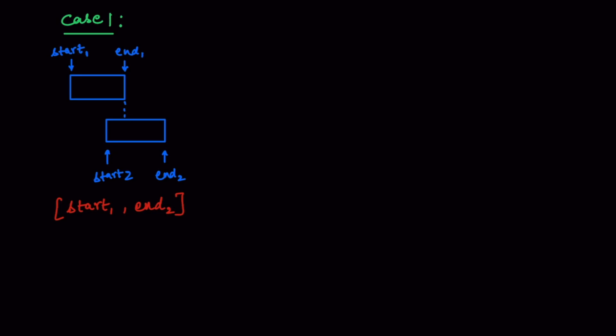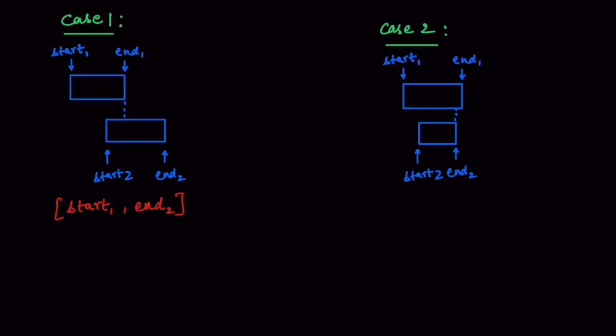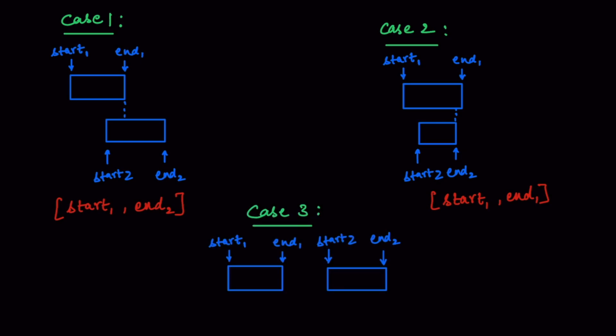So let's look at case 2. In case 2, both start 2 and end 2 are between start 1 and end 1. In this case, our merged interval is going to be start 1, end 1. Now let's look at case 3. Case 3 is when interval 1 and interval 2 are disjoint, which means that there is no common interval between these two intervals. So we are going to maintain two intervals in this case: start 1, end 1 and start 2, end 2.